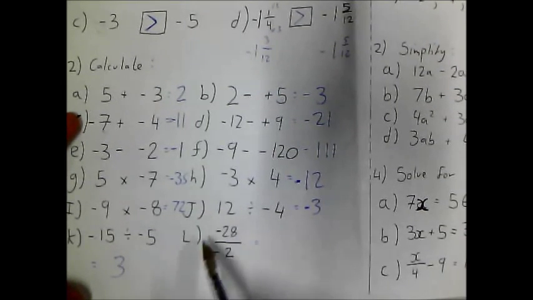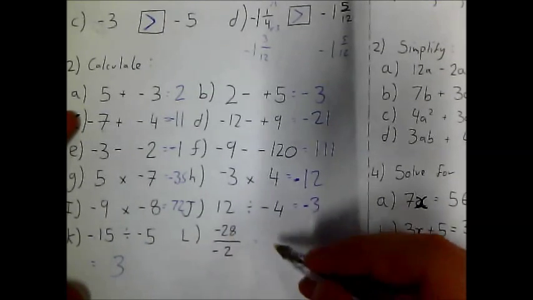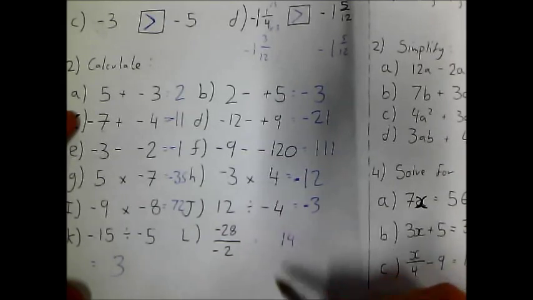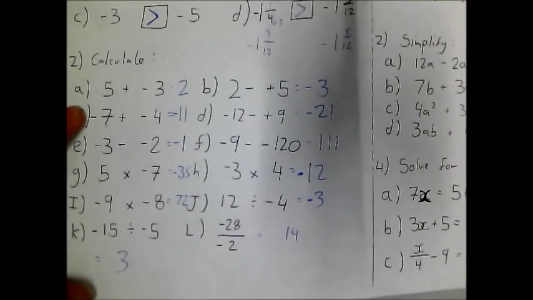Finally here, don't let this notation fool you. It's just 28 divided by 2. And 28 divided by 2 is going to be 14. And negative divided by negative is a positive result. So +14. That's all of section 1 done.